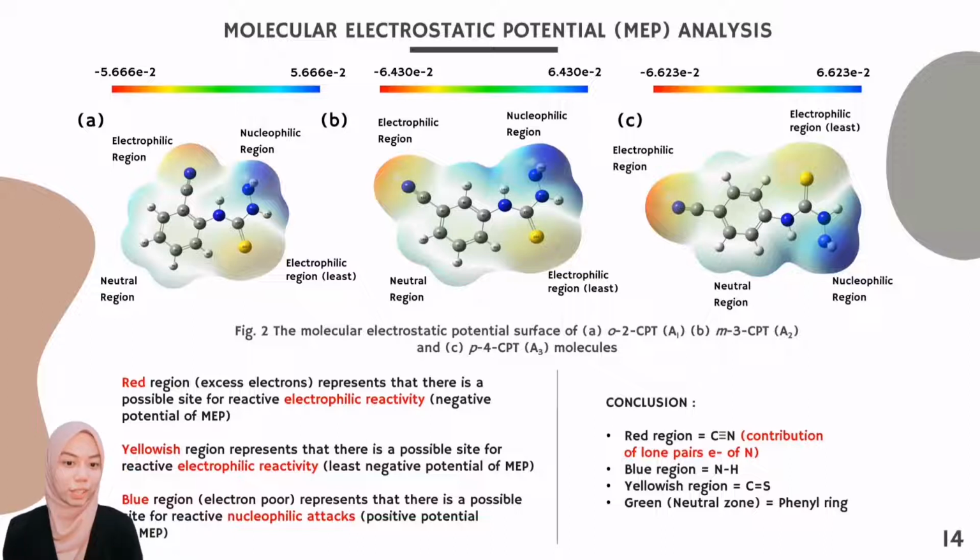According to the result, the center nitrogen shows the red region due to the contribution of lone pair electrons of the nitrogen atom. Additionally, the sulfur in the thiosemicarbazone group shows a yellow color on the electrophilic region. The hydrogen bonded with the nitrogen is mainly localized on the blue region and suitable for nucleophilic attack. The neutral zone, which is the green color, indicates the hydrogen bonded to the phenyl ring.